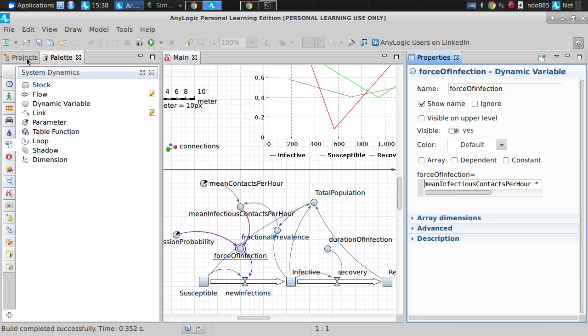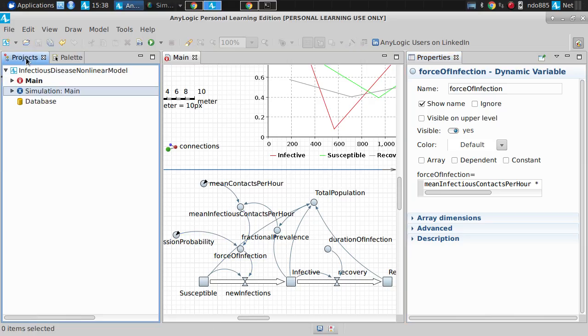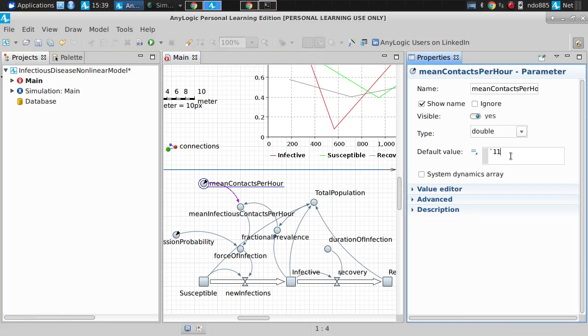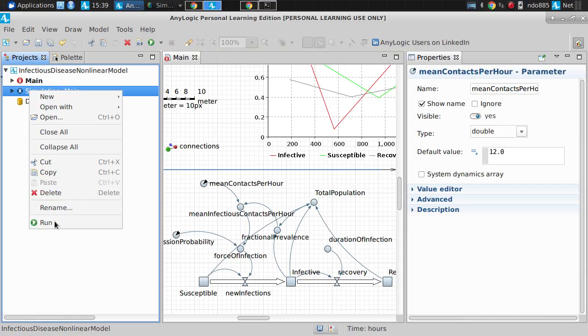But I'd like to run the model and see the effects. How do you think this, yes, Alex? Values of the parameters. Thank you. So transmission probability is 1%, 0.01. Mean contacts per hour is 12. Each person in the population has that many contacts per hour on average. Are we ready? Let's build. And now, ladies and gentlemen, let us run.